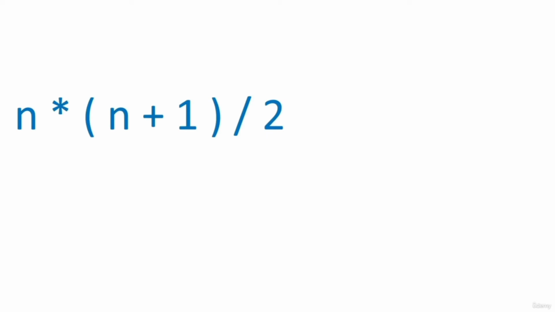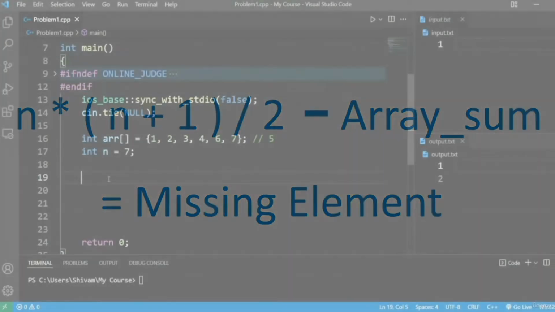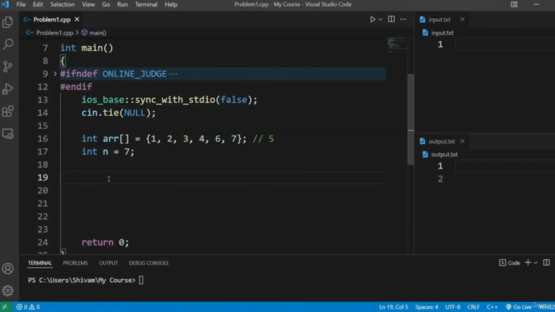Okay, we know that the sum of elements from 1 to n is given by n multiplied by n plus 1, divided by 2. And if we subtract the array sum from this n times n plus 1 by 2, we will get the missing element. Now we will code the same.